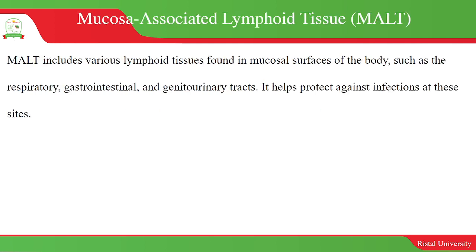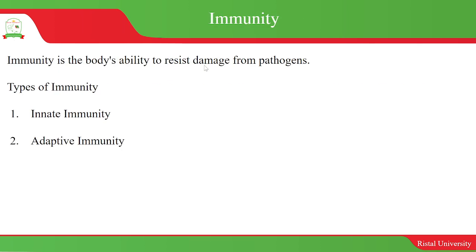We also have the mucosa-associated lymphoid tissue. It includes the different lymphoid tissues formed in the mucosal surfaces of the body. So you can have mucosal surfaces of the respiratory tract, the intestinal tract, and the genitourinary tract. So that is that with the lymphatic system.